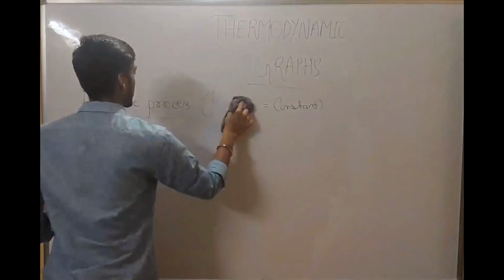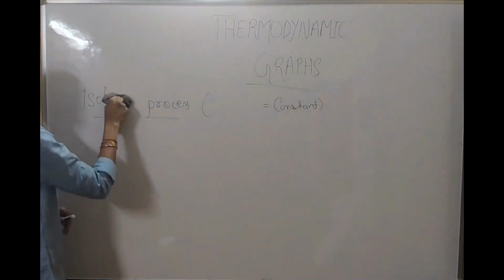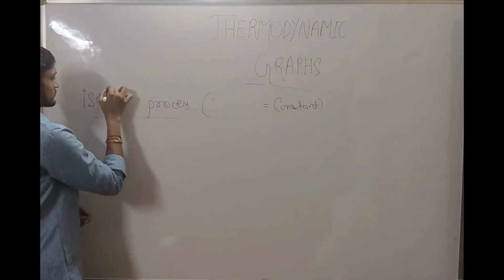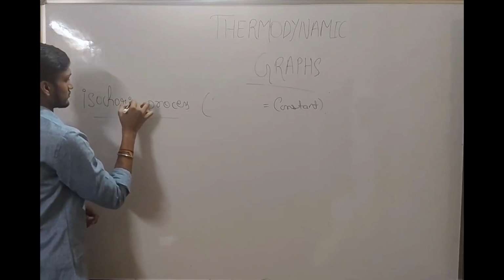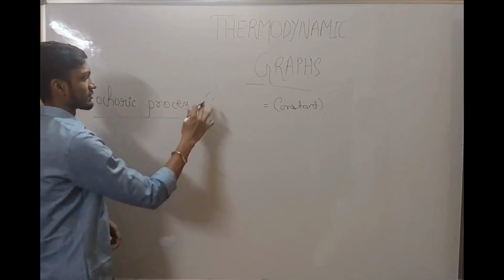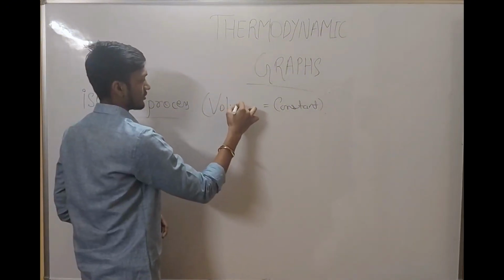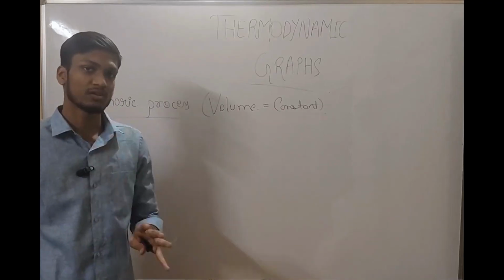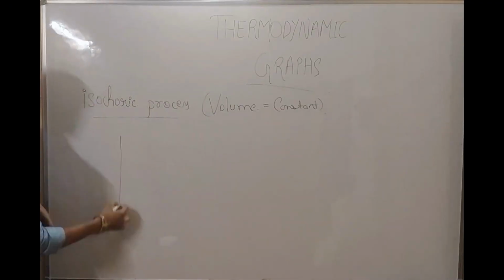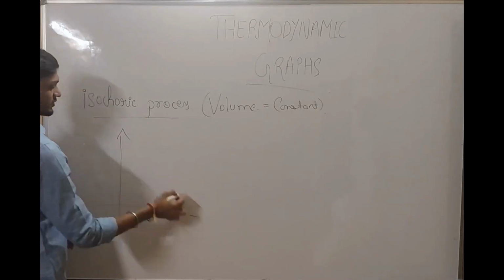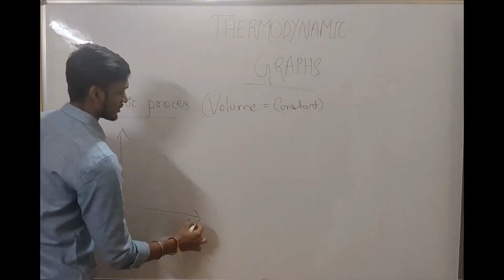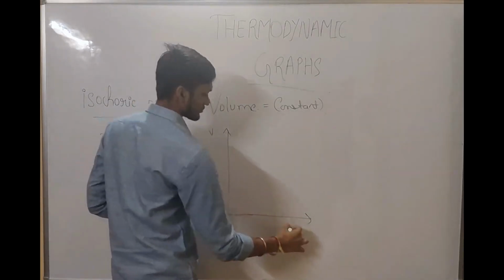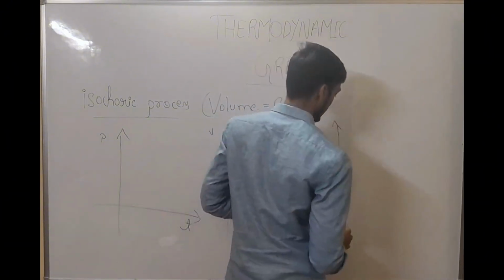And let's analyze the isochoric process. In an isochoric process, what remains constant is the volume. The system's volume remains constant throughout the process. Again, we will discuss all three graphs. First of all, the PT graph. Second, the VT graph. Third, the PV graph.